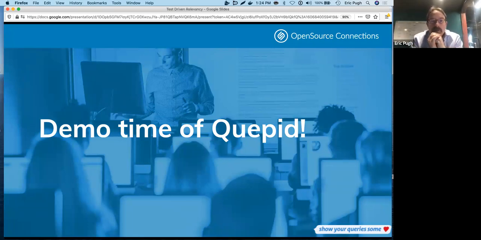Now I want to pivot over to showing you Cupid, which is an open source tool with a free hosted version that lets you have a better understanding of the quality of your search, okay? So let's see if I can move things around.